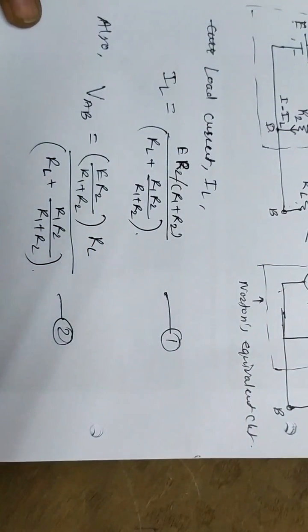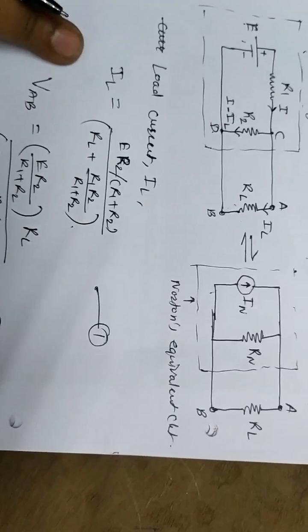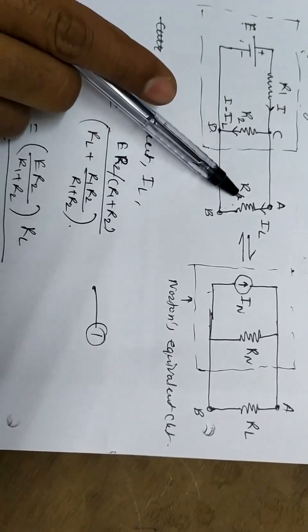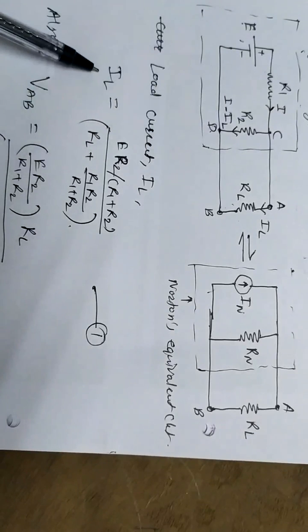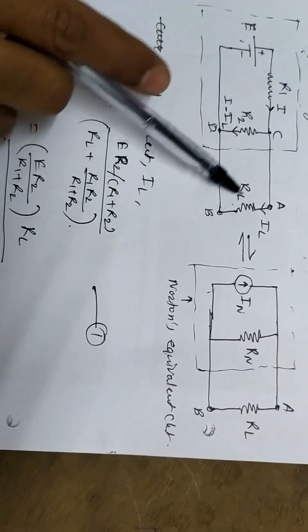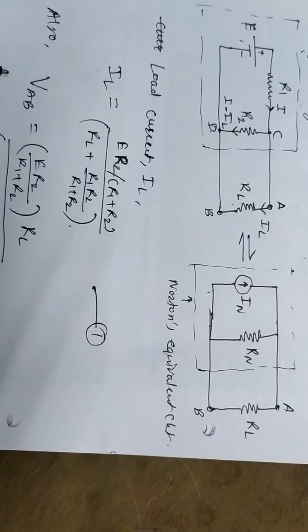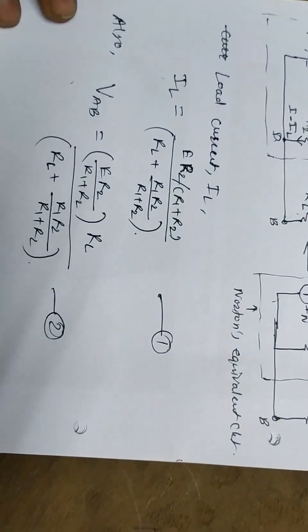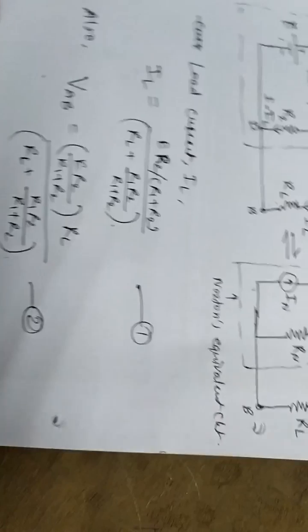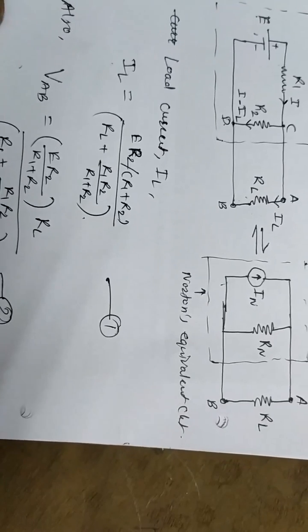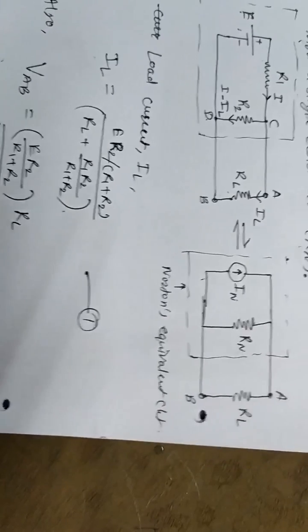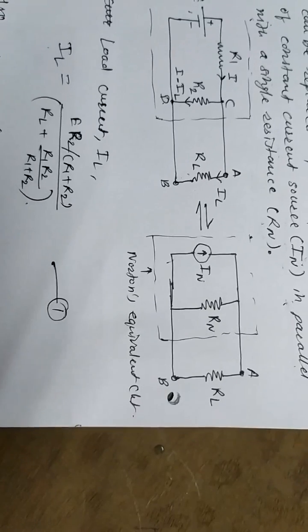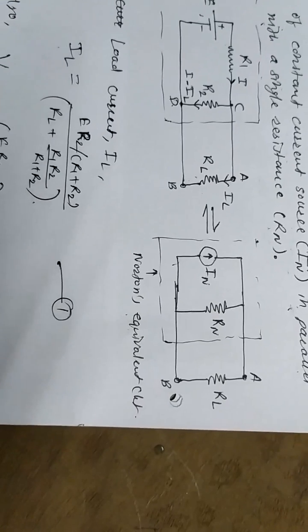Now we have these two equations, that is the current flowing through load resistance RL, that is IL, and the voltage across this load resistance RL, that is VAB. This is the voltage across load resistance RL. Now we have to find out the IN in the Norton's equivalent circuit.